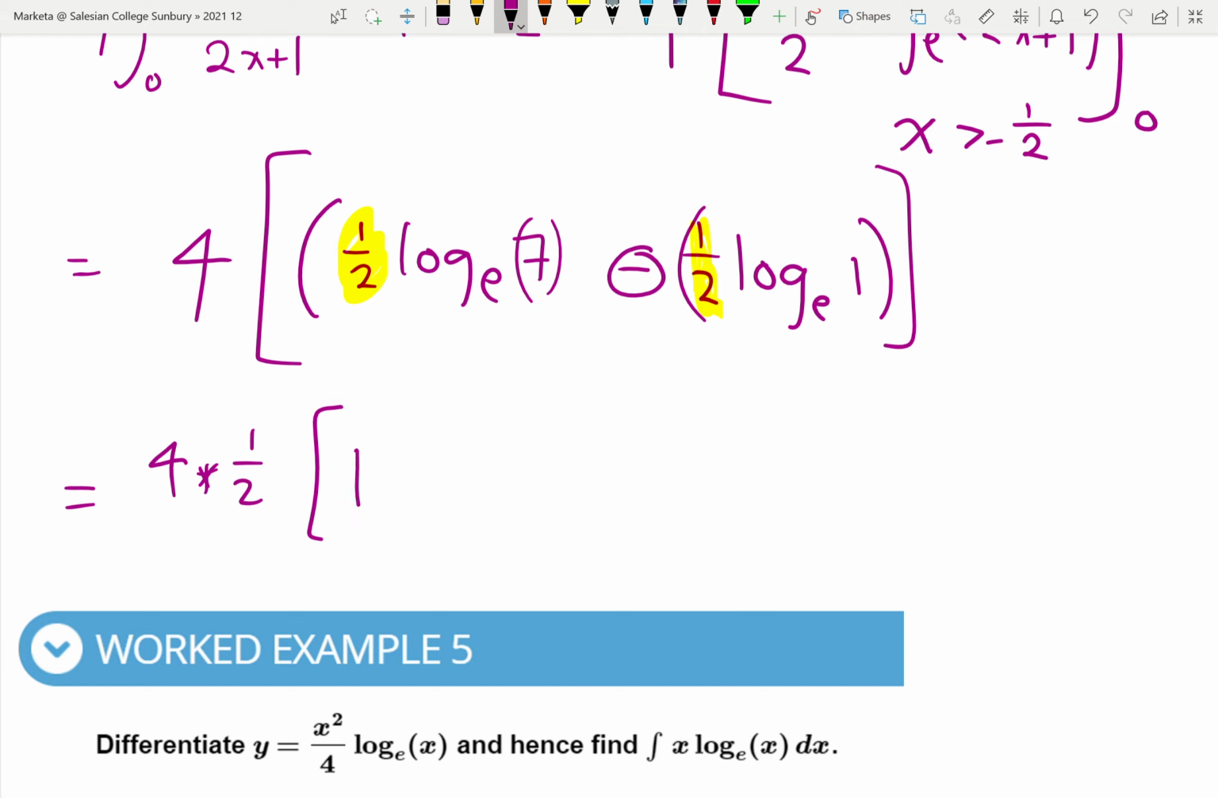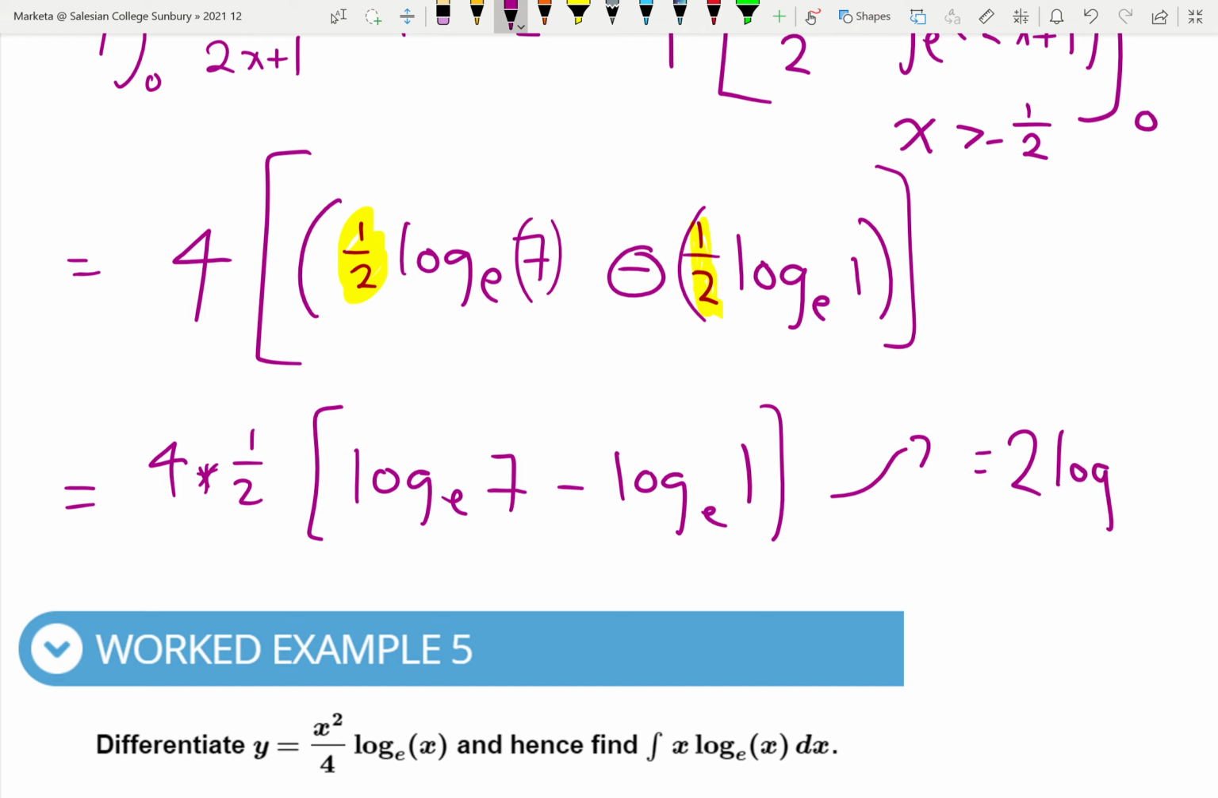And that's log e 7 minus log e 1. And remember, for subtracting logs, we divide. So 7 divided by 1 is 7. So we get equals 2 log e 7. And that would be our final answer. So a little bit more involved, but not really very difficult.